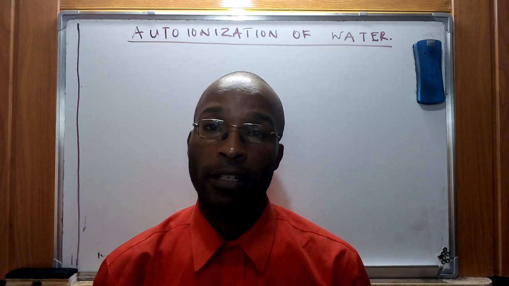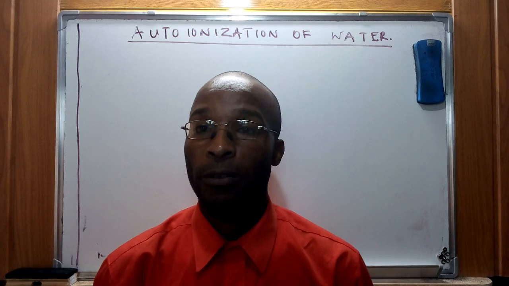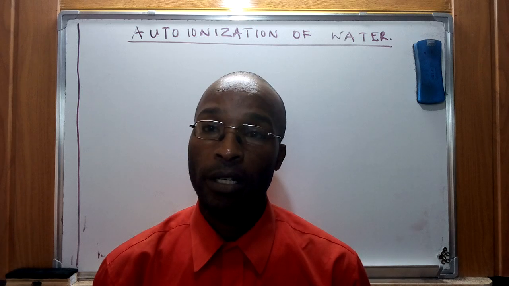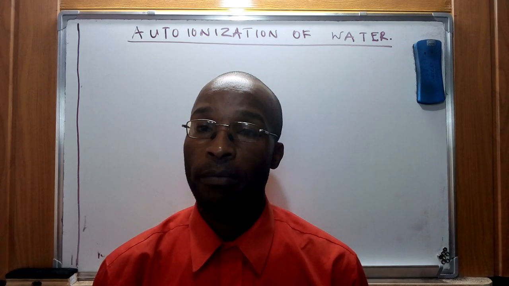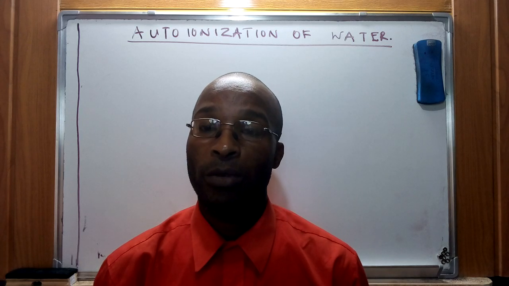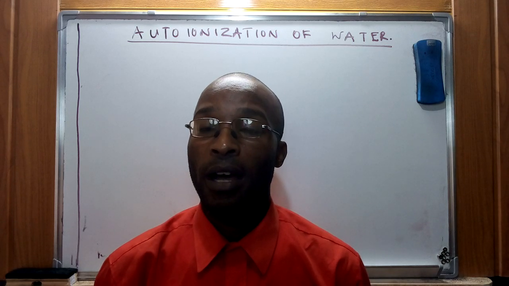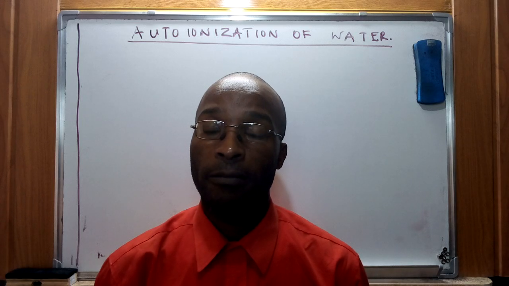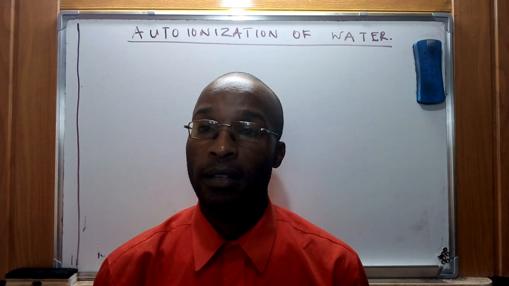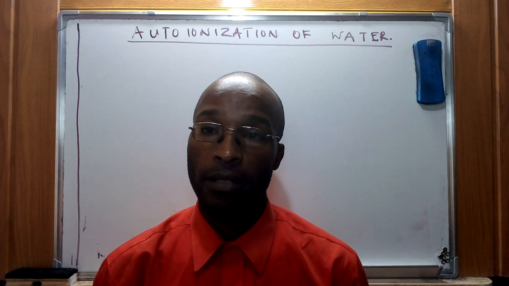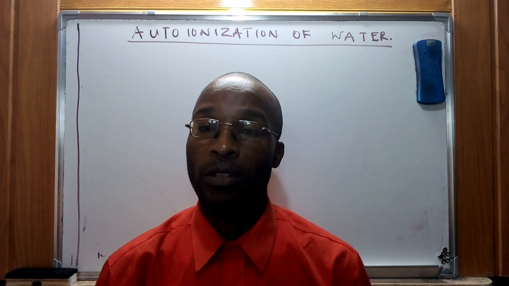Now, autoionization of water, which is our topic of discussion for today, is going to shed light on how we can identify an acid or a base, and this is going to lead to the development of a scale which we refer to as the pH scale. This is going to assist us in identifying how substances can be regarded insofar as acids and bases are concerned. So I'd like to invite us into the topic.